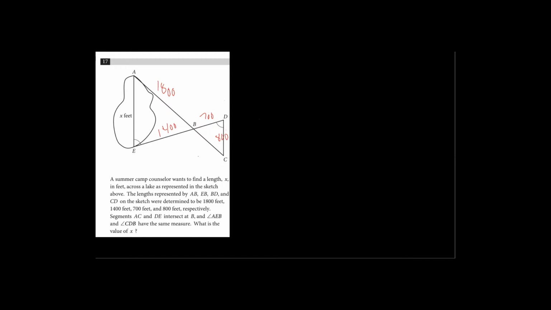So that's right here. And they also give me a few more parts of information. So they tell me that AC and ED intersect at point B, and that these two angles are congruent, which they already labeled for me. So what I want to ask myself is, when I get two triangles, are they similar or are they congruent? So for similar, we need to check if all their angles are the same.